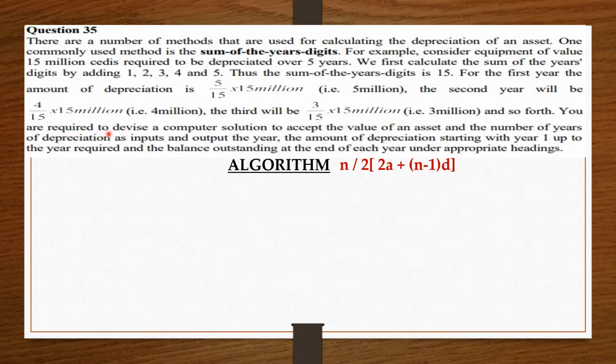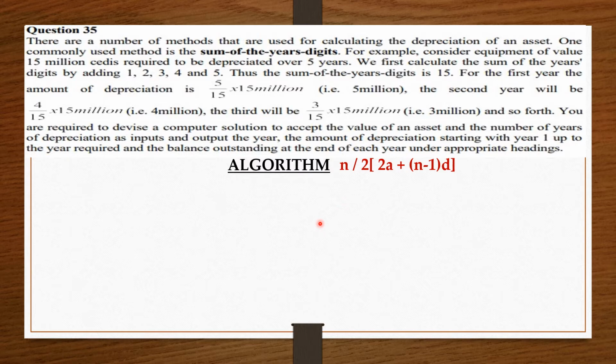You are required to devise a computer solution to accept the value of an asset and the number of years of depreciation as inputs, and output the year, the amount of depreciation starting with year 1 up to the year required, and the balance outstanding at the end of each year under appropriate headings.